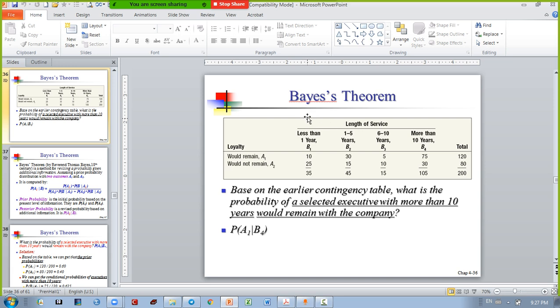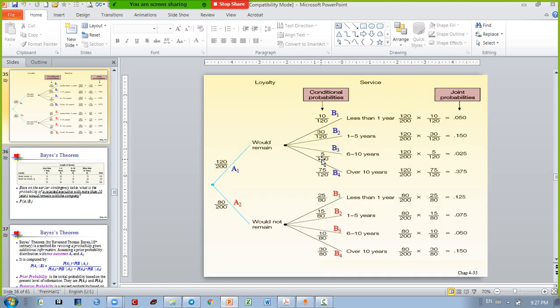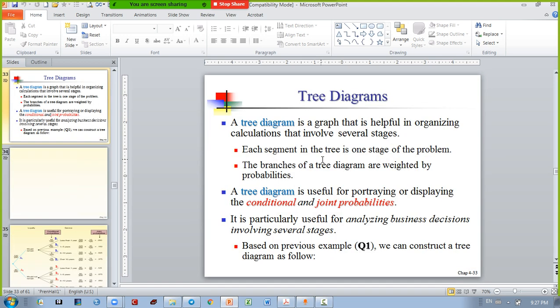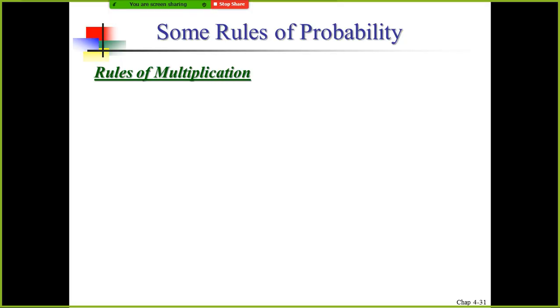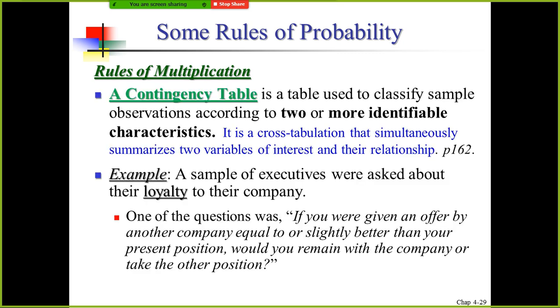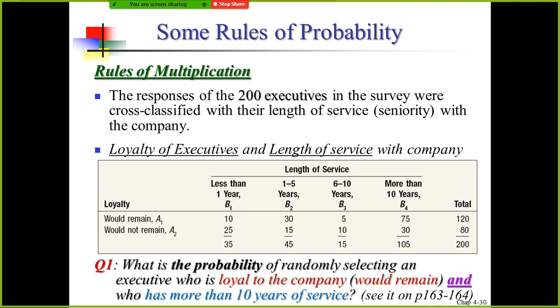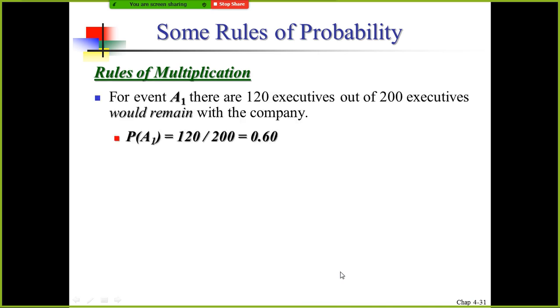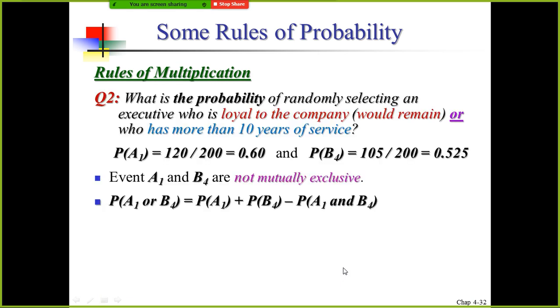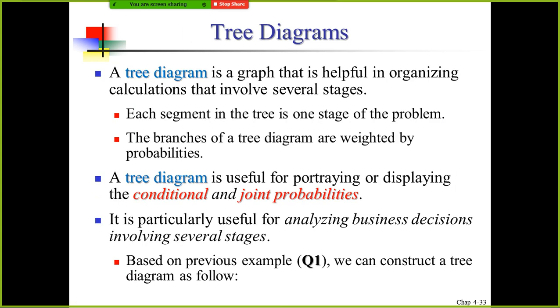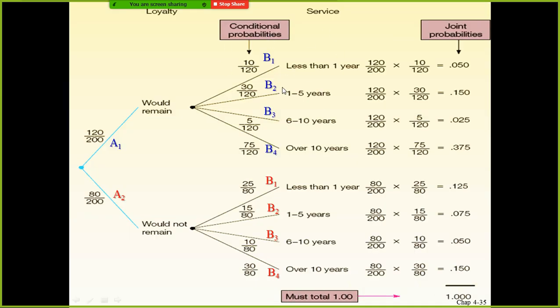For Bayes theorem, I will take the contingency table from the previous movie. This one, this table. This is the question. We already learned how to answer the question. Question 1, question 2. It is the tree diagram. This is also a tree diagram. We draw it.